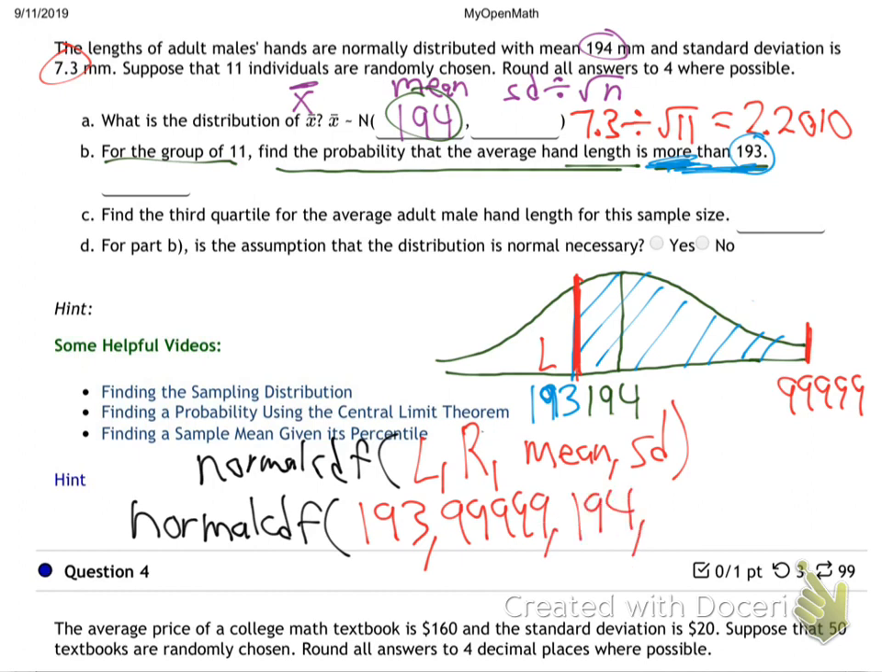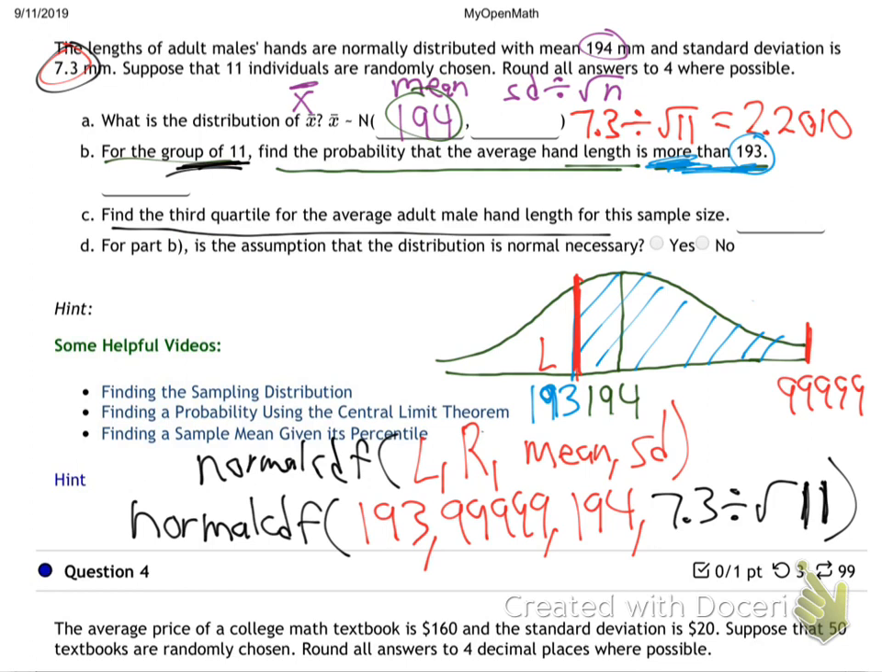The mean, 194. Now, what do you do for the standard deviation? Is this a group or an individual? That's what you always want to be asking yourself throughout this chapter. Group or individual? Yeah, this is a group of 11. So I'm going to take the standard deviation 7.3 and divide by the square root of 11. That's what the central limit theorem says. If you have a group, it centralizes things. It makes the standard deviation become smaller. It piles the sand into the center. Hit the buttons on the calculator and you'll get that.